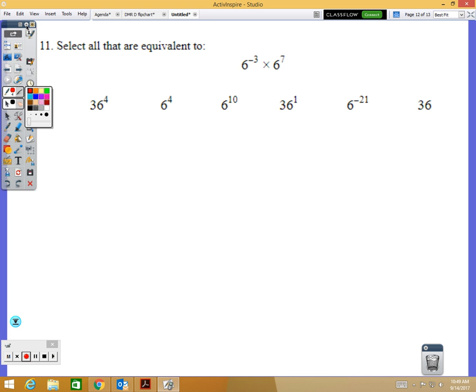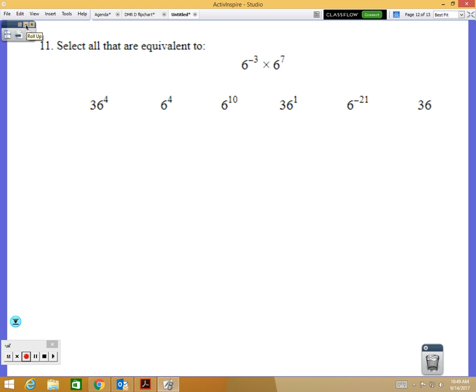Number 11. Select all that are equivalent to 6 to the negative third times 6 to the 7th. So when you have the bases are the same, what are you doing when you're multiplying? Keeping the base and adding the exponents. So negative 3 plus 7 would be to the 4th. So obviously this one.